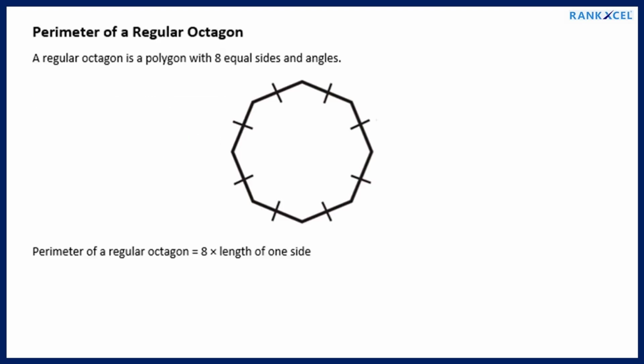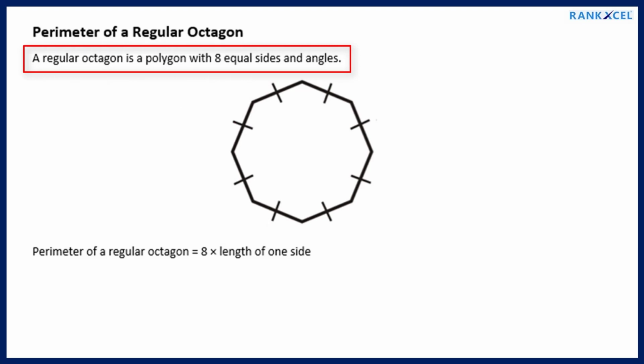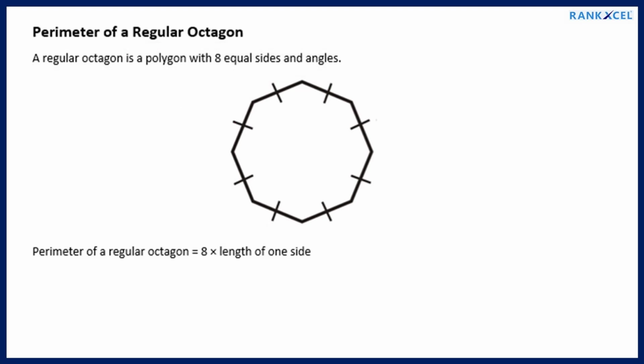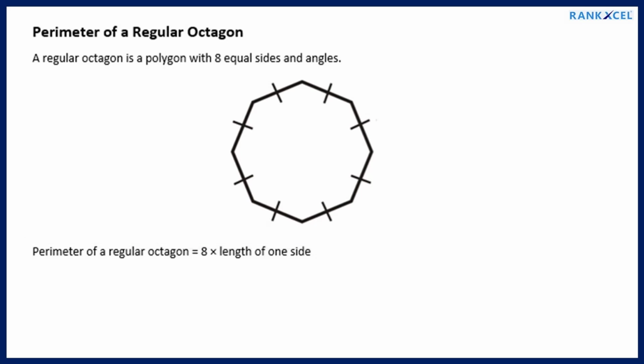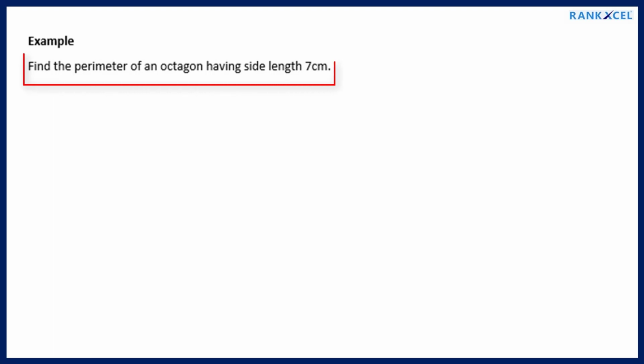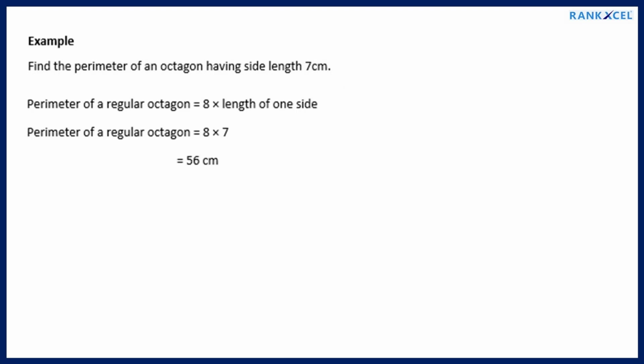Perimeter of a regular octagon. A regular octagon is a polygon with 8 equal sides and angles. Perimeter of a regular octagon equals 8 times length of one side. Example: find the perimeter of an octagon having side length 7 centimeters. Solution: perimeter of a regular octagon equals 8 times length of one side. Perimeter of a regular octagon equals 8 times 7 equals 56 centimeters.